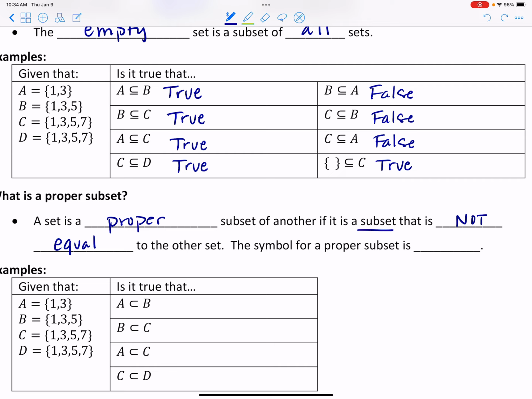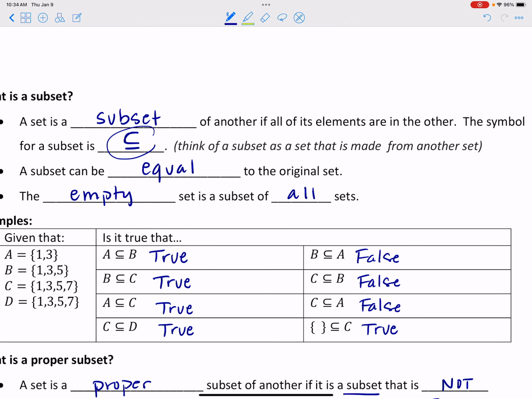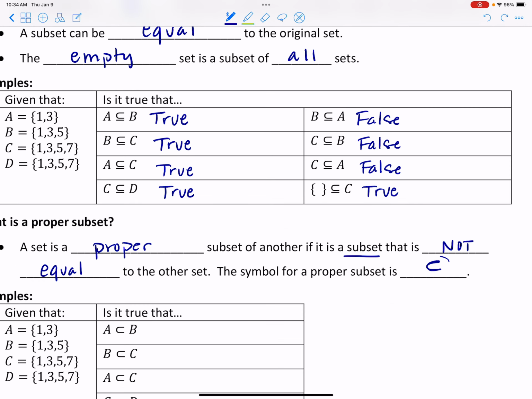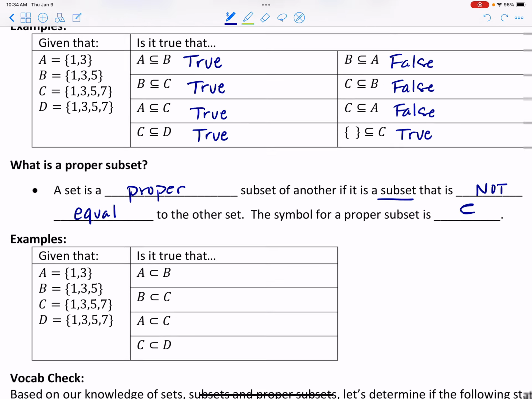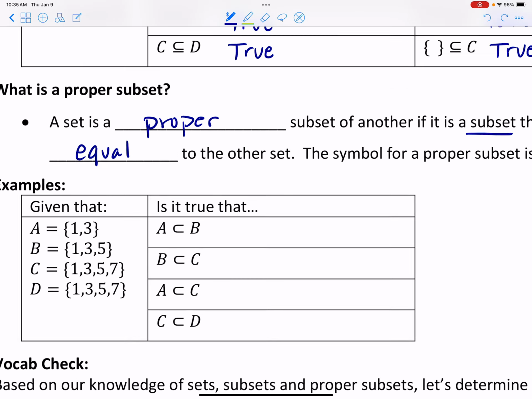If I'm properly making a new set from another, I don't want to make the exact same thing, okay? So the symbol for proper subset, again, looks like a little sideways U, but it doesn't have the underline. Underline means we can be equal, that's just a subset. I take the underline away, that means not equal, that is a proper subset. Okay, so same sets in this example, we just want to see now, are these proper subsets?